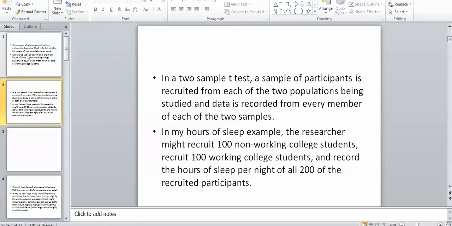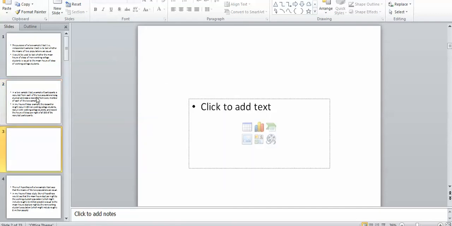In order to do this test, you have to sample both populations. So if I'm interested in whether there's a difference in the mean sleep time of working students and the mean sleep time of non-working students, I would have to recruit a certain number of people from each of those two populations. So maybe I would recruit 100 non-working students and 100 working students, for example. And I would collect data from both samples.